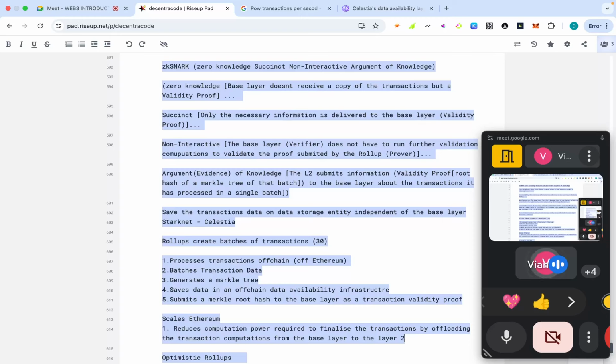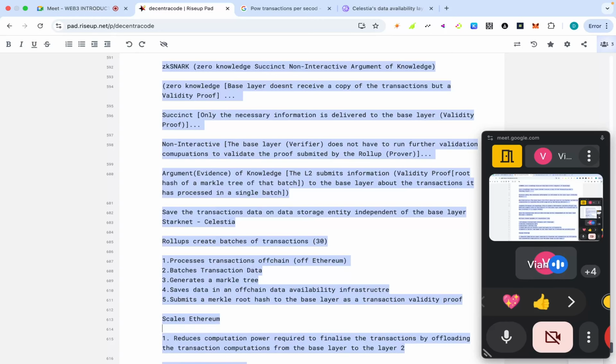So the layer 2 solutions do that work and then only deliver a proof that they have done the work and confirm that these transactions are valid. Then they only deliver a proof to Ethereum that yes, these transactions are actually valid and here is the proof. So store the proof, and when someone wants to confirm if they are true, we have the data stored elsewhere. But if they have that proof, then they can validate that information and actually find the transaction data.